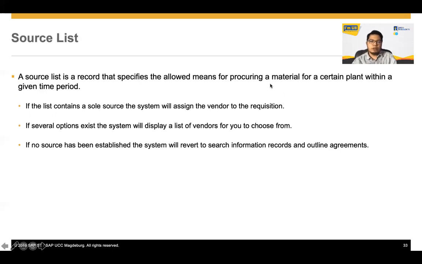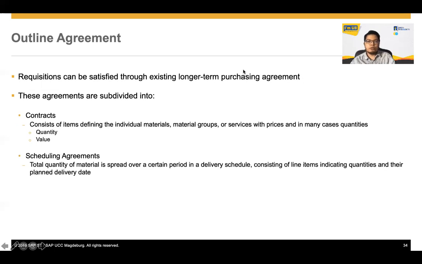This is possible. Or we can go to the source list. A source list is a record that specifies the allowed means for procuring material for a certain plant within a given time period. So there is already a list of vendors that we can work with to provide the material that we want to procure.